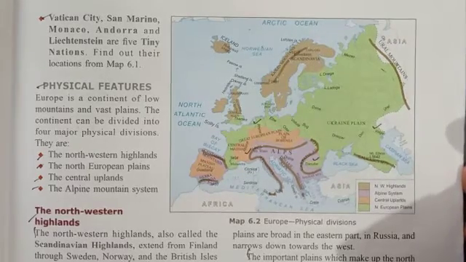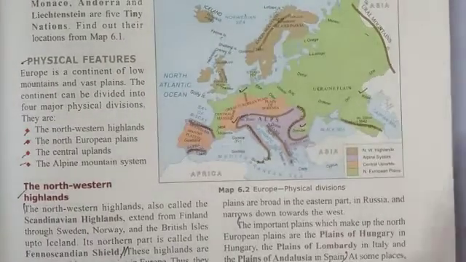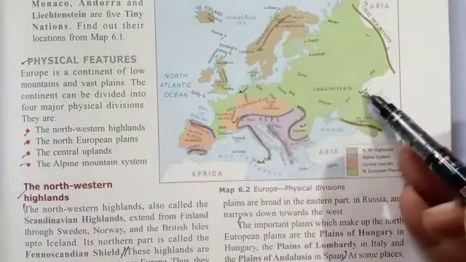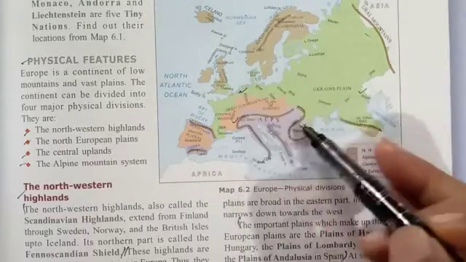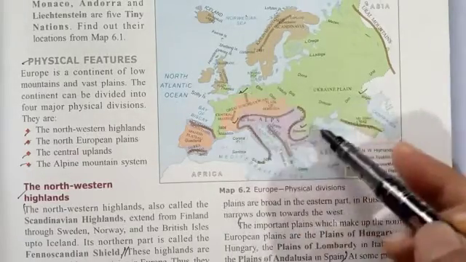Now what are the important rivers found in this North European Plain? These rivers are the Rhine, Seine, Don, Volga, Danube and Dnieper. These are the important rivers that you find in the North European Plain.